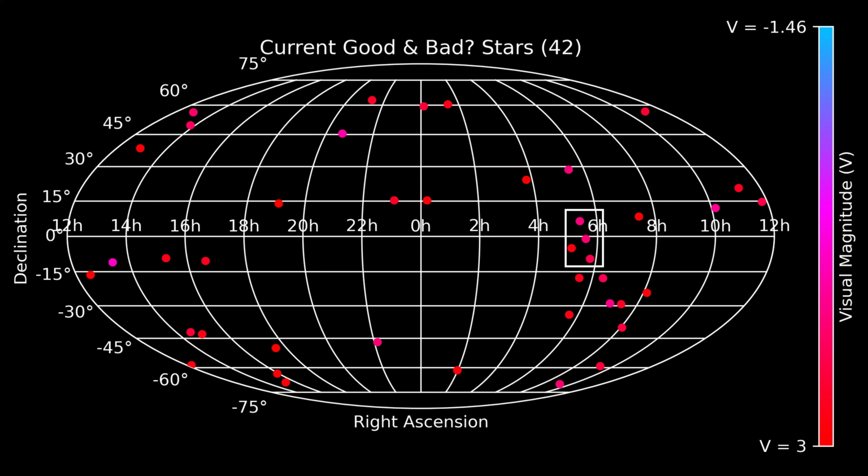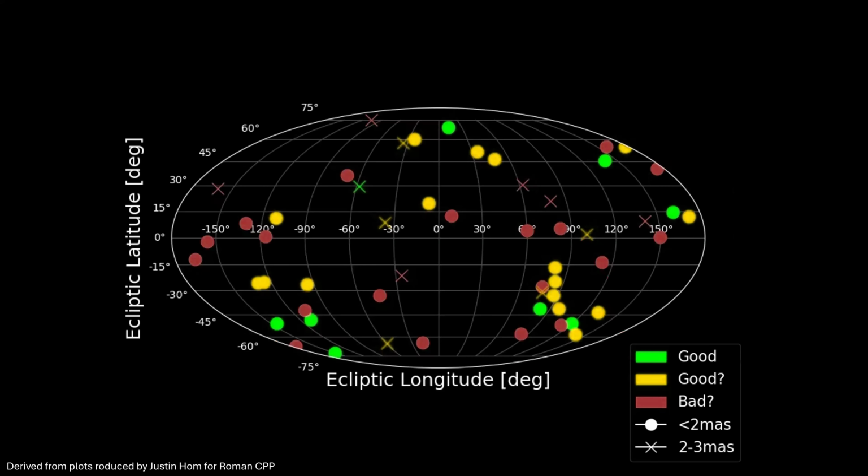And that still contains some questionable targets. If we just look at good stars, we're down to 24. And this is a problem because Roman has limits to where it can point between going from its reference star and your science target. So this is a different map. Justin made this. But this is plotted in ecliptic latitude and ecliptic longitude for a good reason.